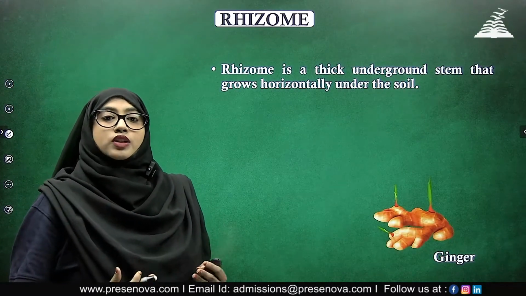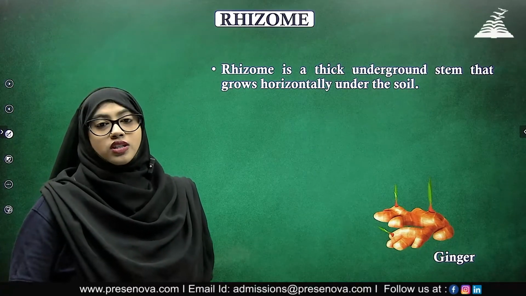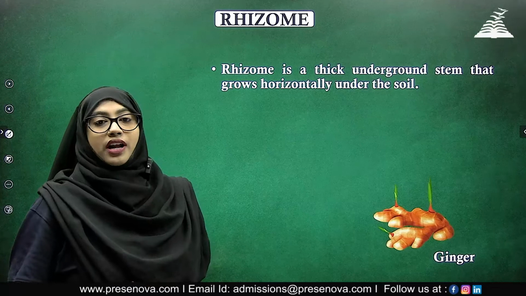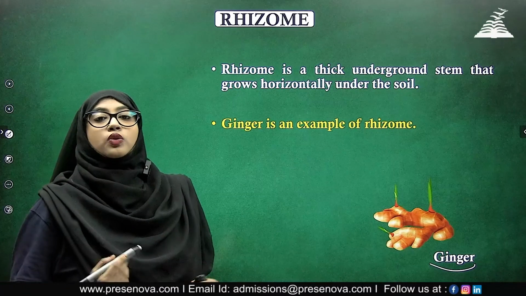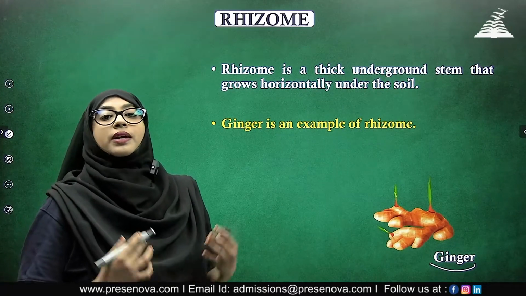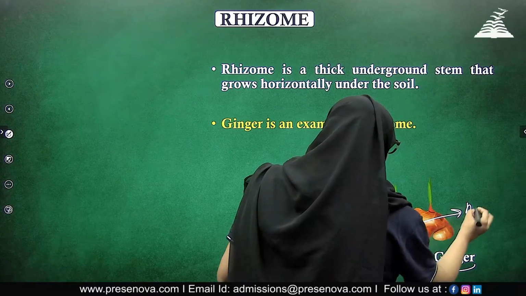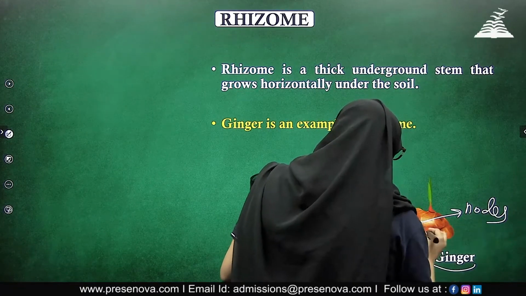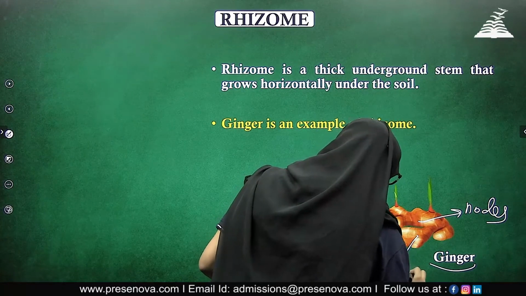So here rhizome is a thick underground stem which is growing under the soil horizontally. So one of the examples for rhizome is ginger. So ginger here bears many nodes and internodes which are bearing buds. So these are the nodes and these are the internodes.